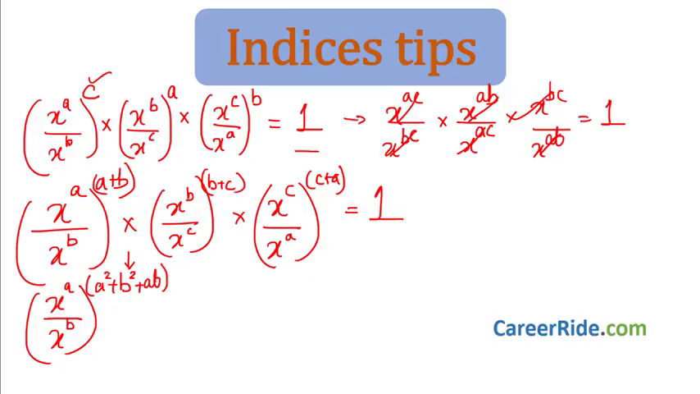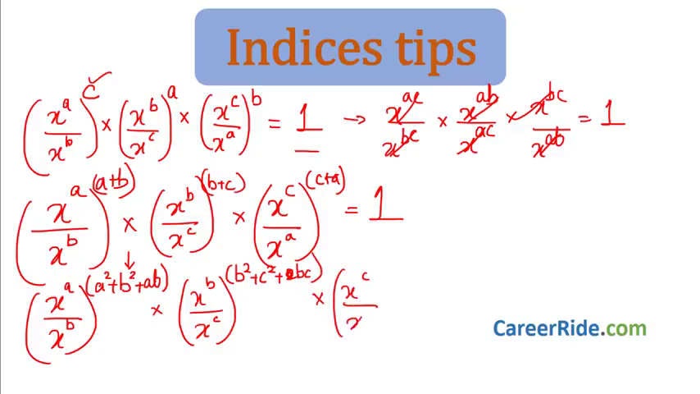Mind it is not a square plus b square plus 2ab, okay, it is just ab multiplied by x raised to b upon x raised to c, upon x raised to b square plus c square plus bc, okay, multiplied by x raised to c upon x raised to a, the whole raised to c square plus a square plus ca, or ac. We can write ac. Then the answer again over here is 1.